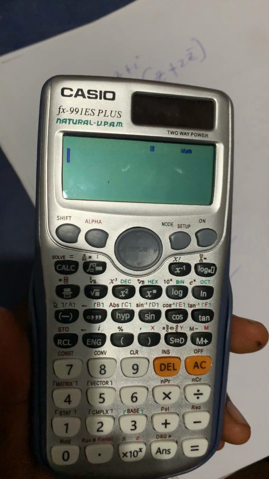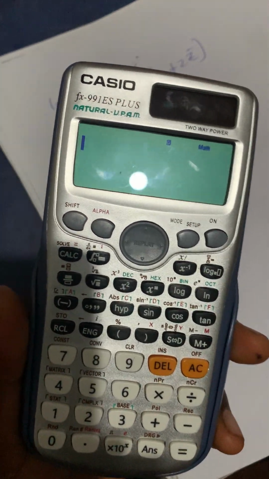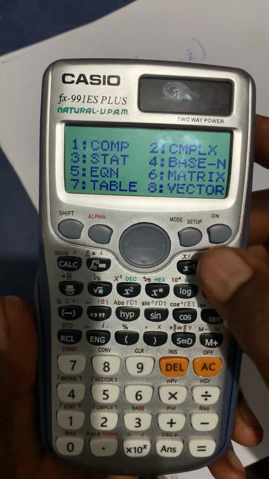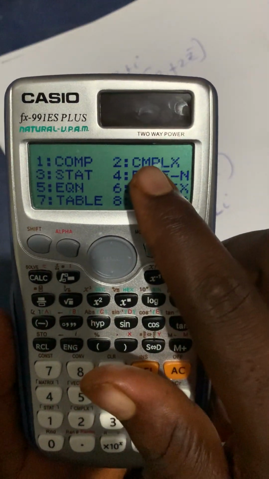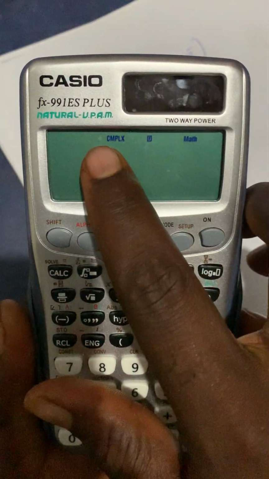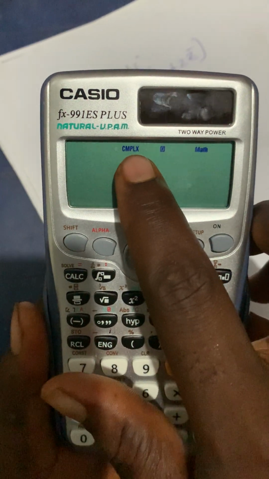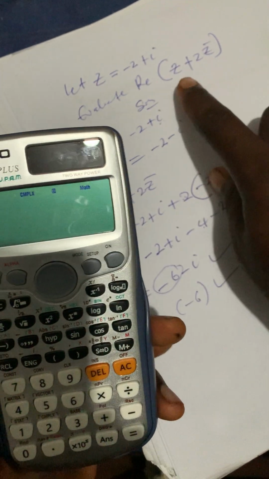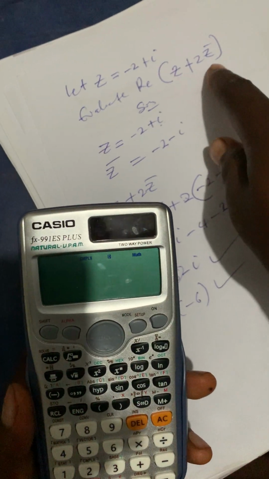This question na complex number question, so we got to put our calculator in complex number mode. You understand? So press mode. You go see say number 2 na complex number. I go press 2. E go show you my calculator don enter complex number. So punch your complex number question. I go come punch am. They say we should find z plus 2z bar.